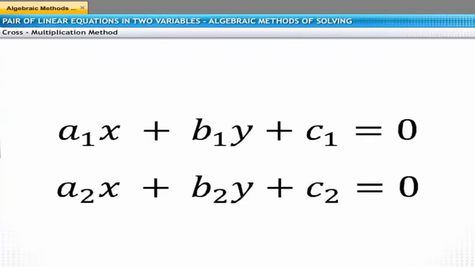We will now discuss the third method of solving a pair of linear equations, the cross multiplication method. Let's consider the general form of a pair of linear equations: a1x plus b1y plus c1 is equal to 0, and a2x plus b2y plus c2 is equal to 0. Recall that when a1 divided by a2 is not equal to b1 divided by b2, the pair of linear equations will have a unique solution.